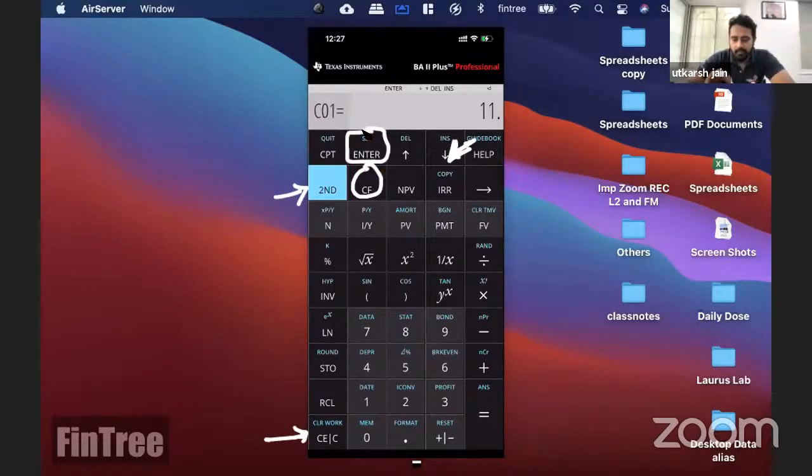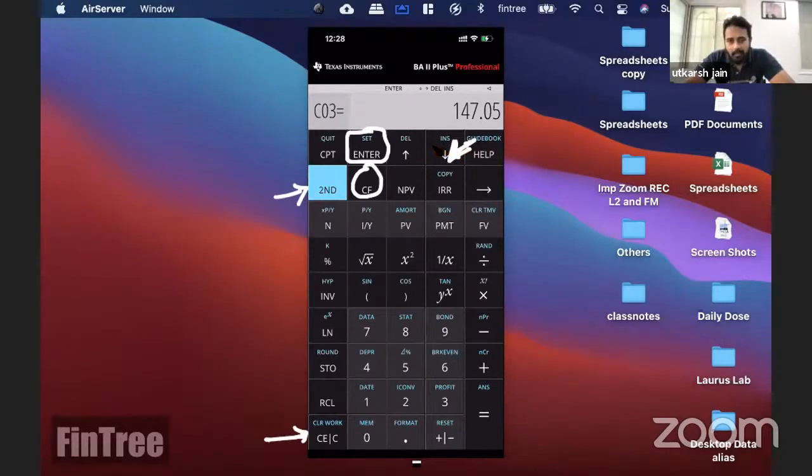Enter. Downward arrow twice. It shows cash flow 2. 18. Enter. Downward arrow twice. It shows cash flow 3. That would be 127.05 plus 20. Enter. So that gives me 147.05.